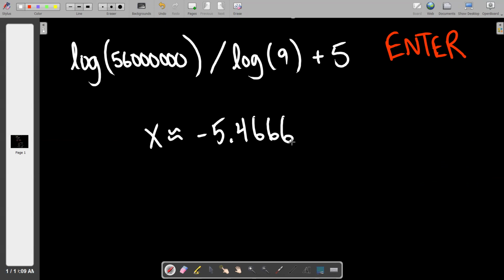5.4666. This number that I'm going to underline in red, what did it used to be? But what was next to it? Another 5. So that's why I rounded it up to a 6. Got it?